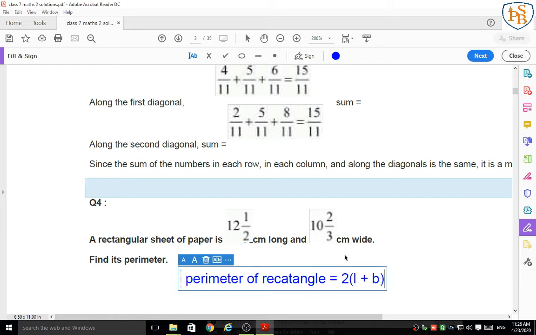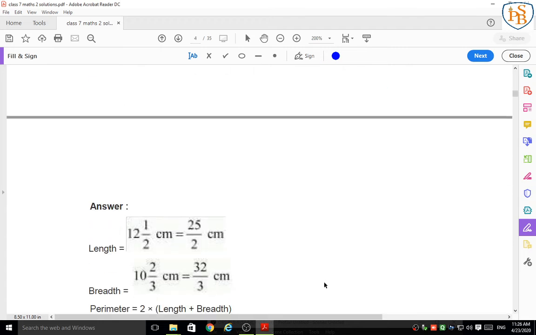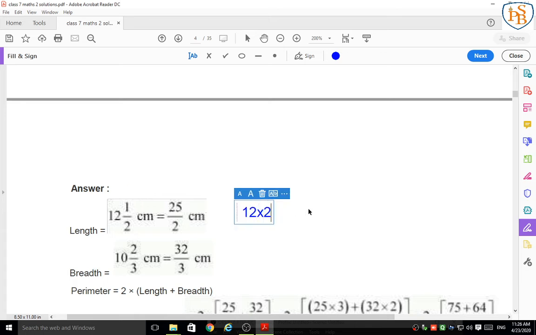So with the help of this formula we are going to solve this question, but first we have to convert those mixed fractions into improper fractions. Look at here the answer. Length 12 and 1 upon 2. Again, how do we convert them? This 12 into 2 plus 1 upon 2. That is 12 2s are 24 plus 1, that is 25 upon 2. This is my conversion of mixed fraction.